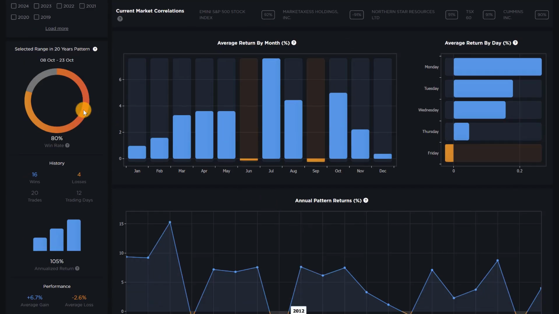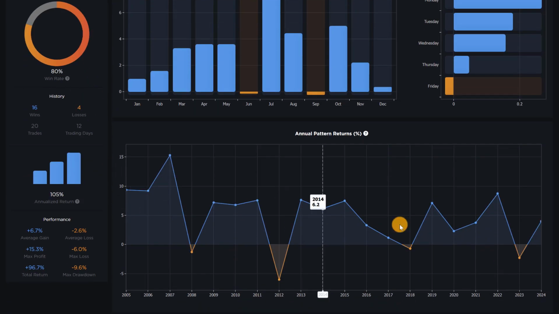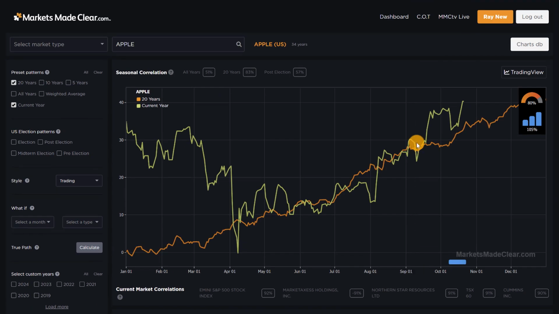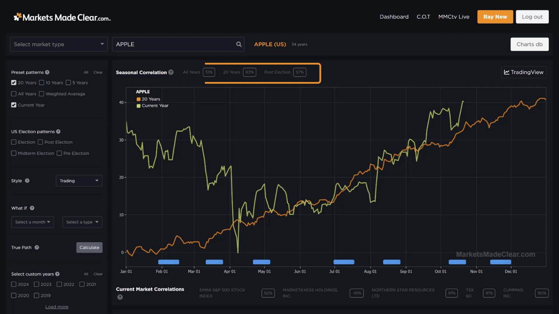For more details on the patterns, you can scroll down. You can see the consistency of the patterns, but I'll talk about that in more detail in another video. The second point that I mentioned is, what is a seasonally correlated market? A seasonally correlated market is a market whose price is currently following a seasonal pattern. These correlations are marked at the top of each seasonal chart.